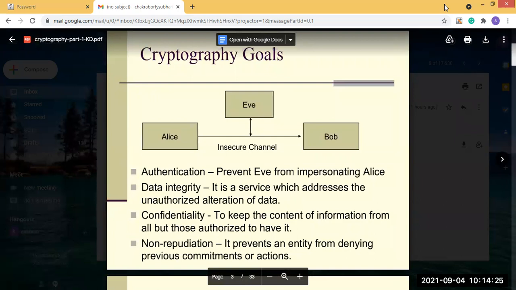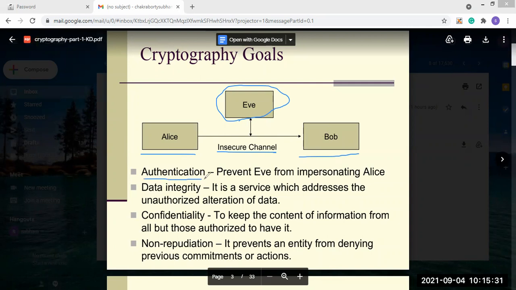Okay, let's take an example of the cryptography goal. Let's say this is a user Alice and this is a user Bob. Alice will send some message to Bob, and the message will be sent over the insecure channel. Between them, there is a malicious user, Eve. Eve is the malicious user who will always try to access whatever message Alice sent to Bob. We call it a malicious user because the message is not intended for this user. So Eve will come between them and want to access the data that is sent from Alice to Bob.